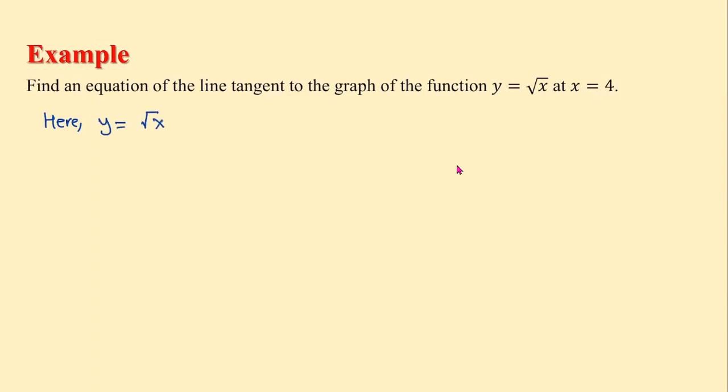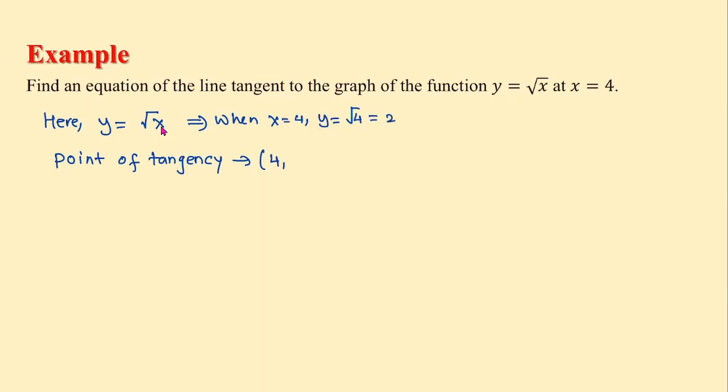In order to find the equation of the tangent line, we need the point at which we are drawing the tangent. And also we need the slope. First, let's find the point. The point of tangency: we are finding the equation of the line at x equal to 4. So the x coordinate is 4. And when x is 4, if you plug in x equal to 4 here, your y will be equal to square root of 4, that is equal to 2. So the point of tangency is (4, 2). That is the point. Now we need the slope.